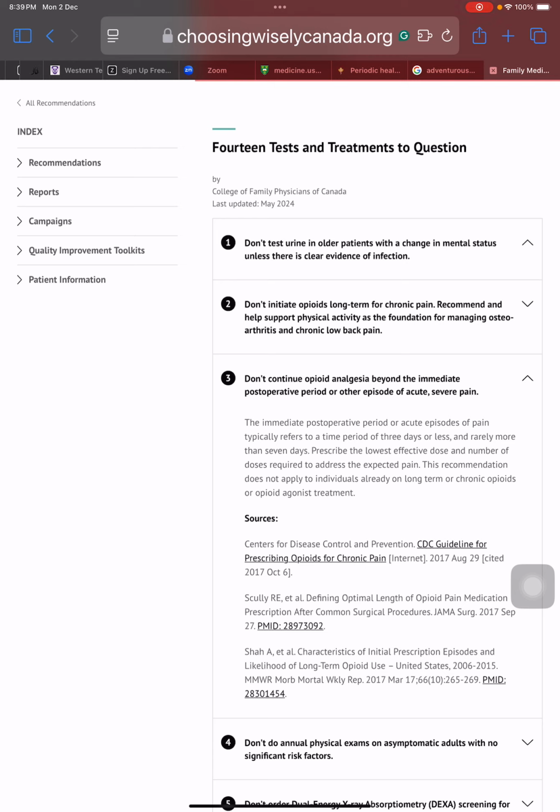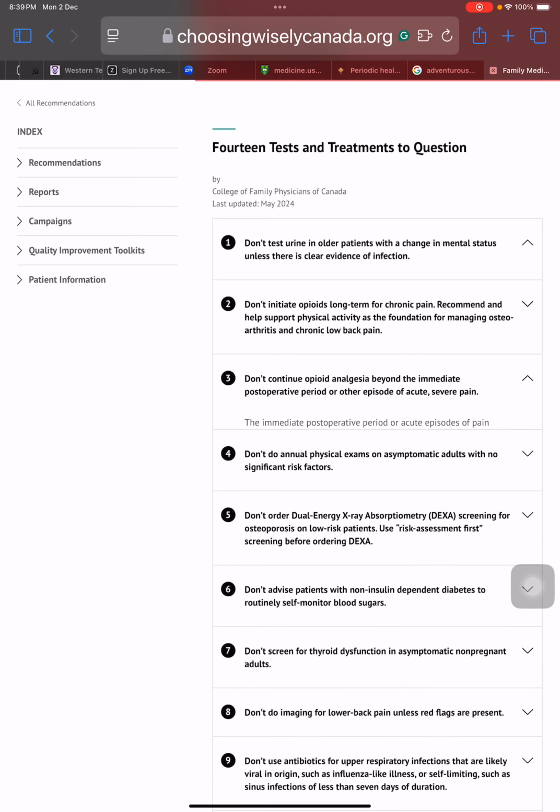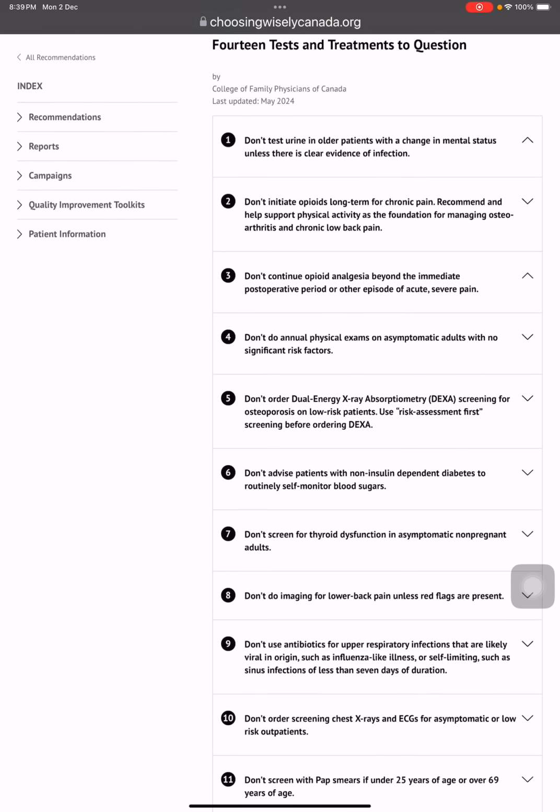Prescribe the lowest effective dose and number of doses required to address the expected pain. This recommendation does not apply to individuals already on long-term chronic opioids. I've seen a lot of patients go through knee replacements and then stay on opioids, and then they are addicted, and now it's difficult for them to wean off the opioid. So the recommendation is to keep them on short-term courses, 3 days or 7 days, not going beyond. Okay. Don't do annual physical exams on asymptomatic adults with no significant risk.